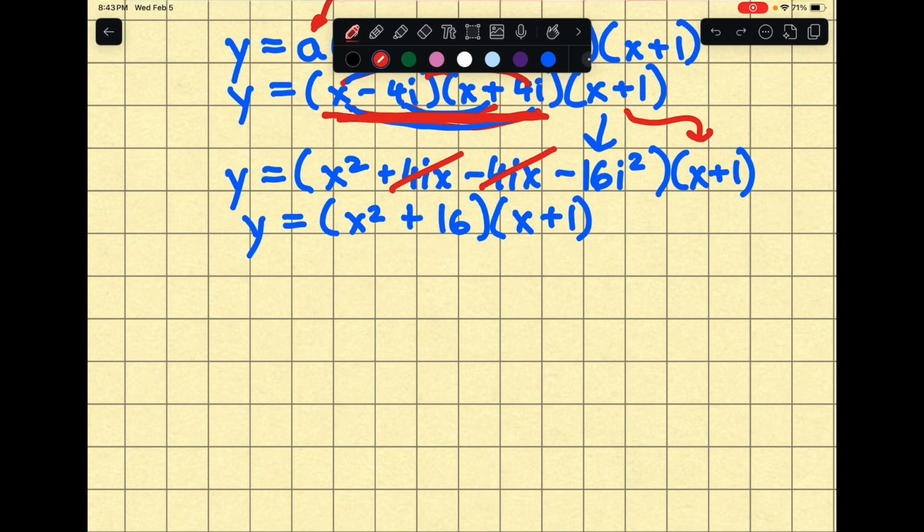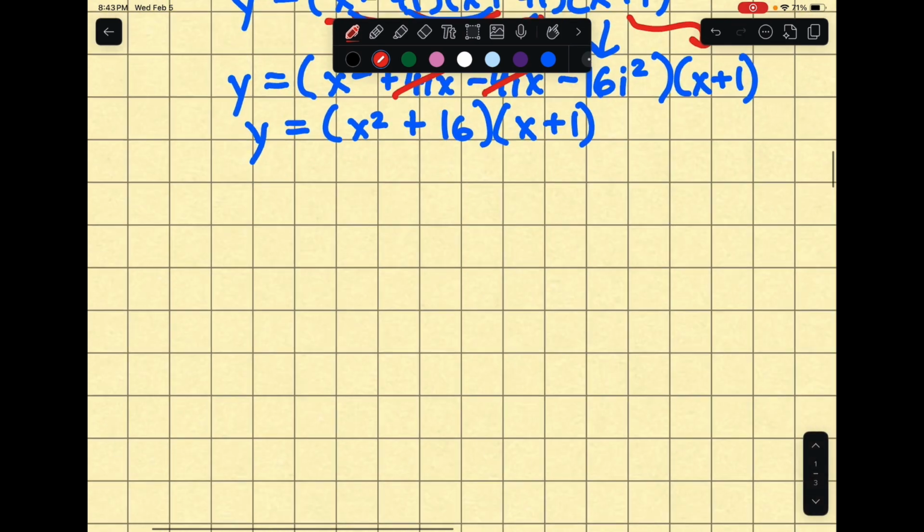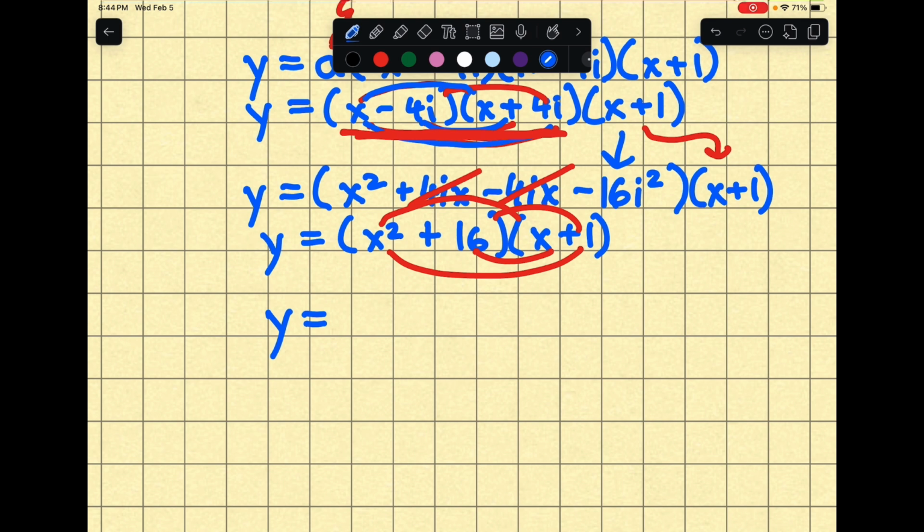We're still not there yet, right? Because we need to get this into standard form, and we're still sitting in factored form. So now we're going to apply FOIL again: first, outer, inner, last. So this is going to be y equals, our first would be x squared times x, so that's going to be x cubed. Outer would be x squared times 1, so that's going to be plus x squared. Inner is going to be 16x. And then last is going to be 16 times 1, which is 16.